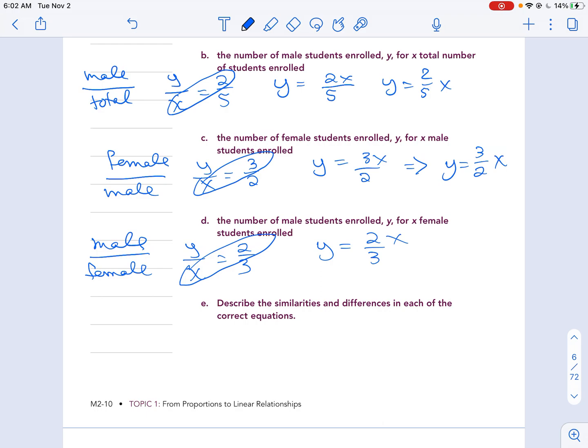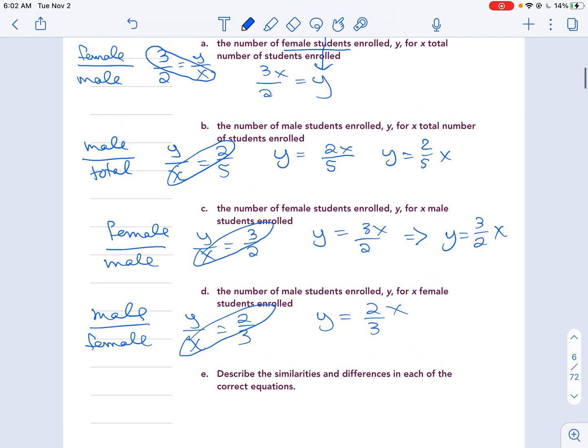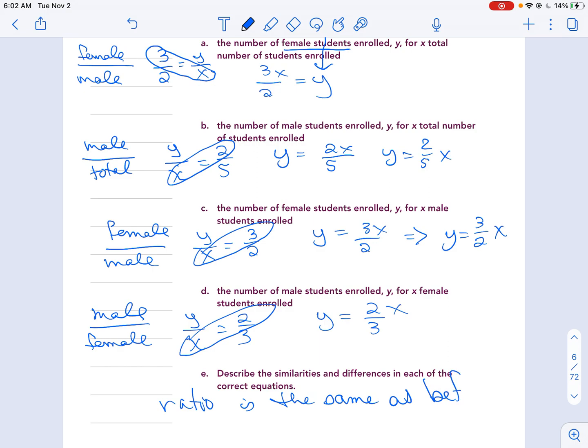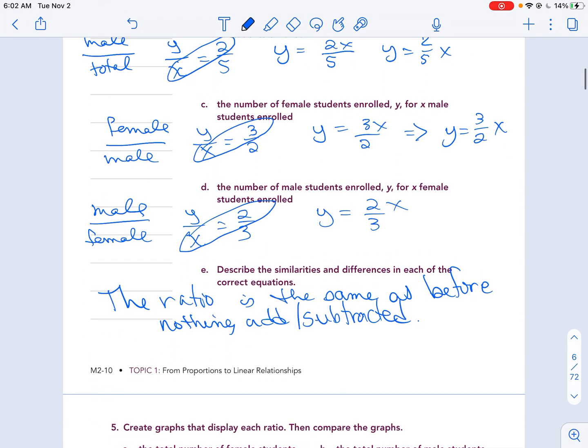What are the similarities in each one of them? Well, the ratio is the same as before. Nothing added or subtracted. All of it is y equals something and then x.